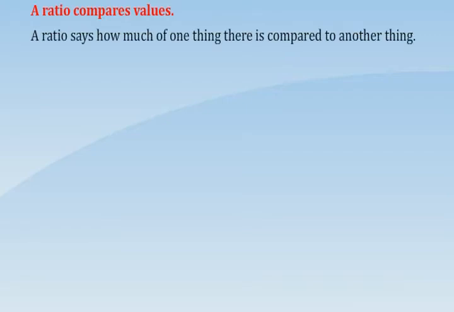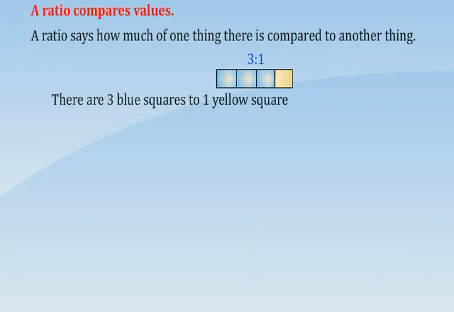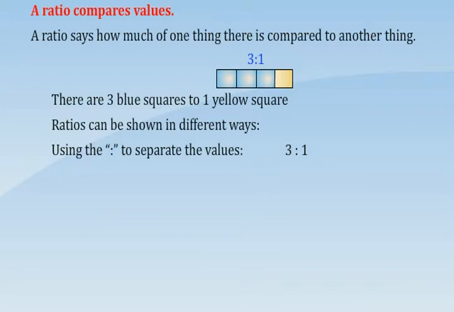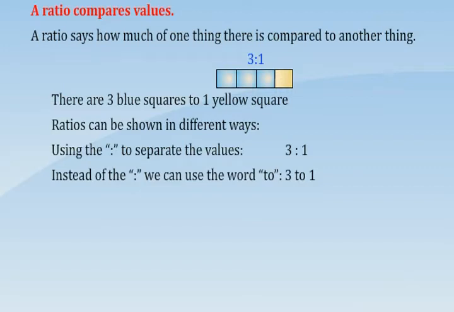Learning time. A ratio compares values. A ratio says how much of one thing there is compared to another thing. 3:1. There are 3 blue squares to 1 yellow square. Ratios can be shown in different ways. Using the colon to separate the values, 3:1. Instead of the colon, we can use the word "to", 3 to 1, or write it like a fraction, 3/1.